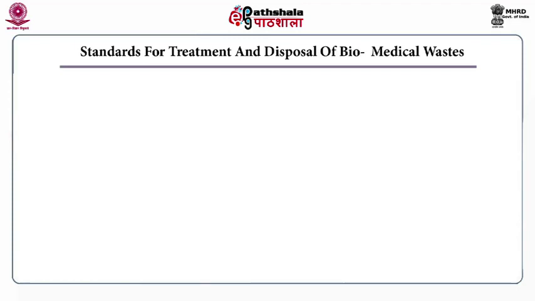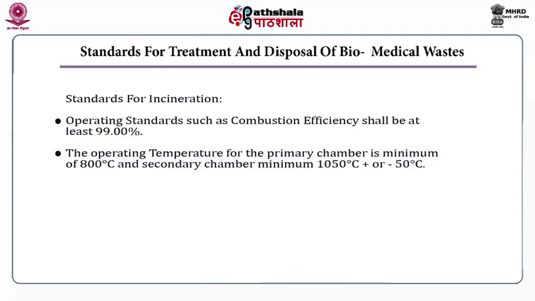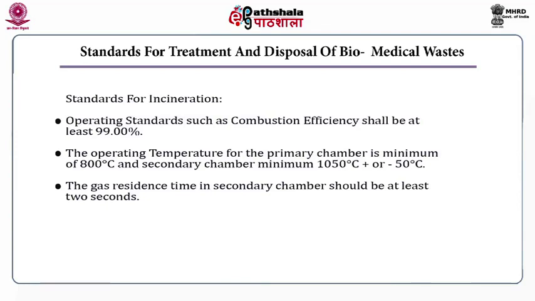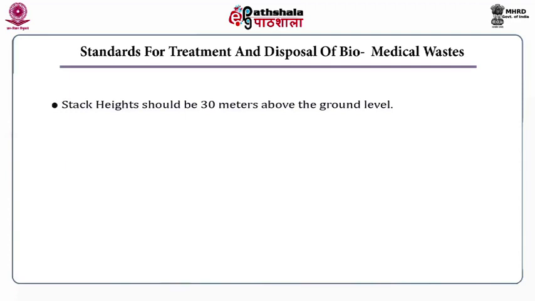Schedule 2. Standard for treatment and disposal of biomedical waste. Standard for incineration. Operating standards such as combustion efficiency shall be at least 99%. Operating temperature for the primary chamber is a minimum of 800 degrees centigrade and for the secondary chamber a minimum of 1050 degrees centigrade plus or minus 50 degrees centigrade. The gas residence time in the secondary chamber should be at least 2 seconds. Emission standards apply for particulate matter, nitrogen oxide, HCl, dioxins and furans, and mercury and its compounds. Stack height should be 30 meters above the ground level.